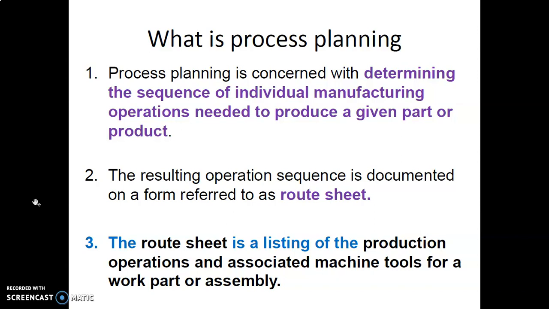So after preparing your sequence, you have to write down the whole sequence on one sheet. Nowadays people are using a computer system. Basically in the computer system they are defining the route of that component. So you can easily refer to that route from first to end, from the raw material to the quality control and then dispatch. The route sheet is a listing of production operations and associated machine tools for a work part or assembly.